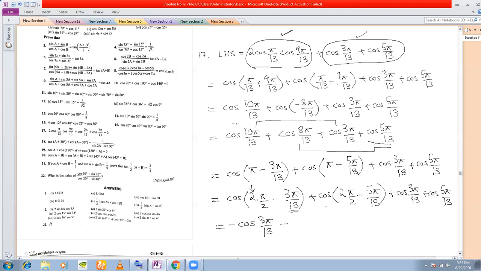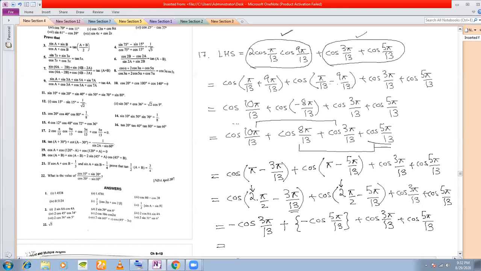Again here, you see the plus sign, and similarly this is a negative, right? Cos will remain cos because this is an even multiple. And because 2 into pi by 2 minus 5 pi by 13 means the angle is in the second quadrant, in which cos is negative, we get negative cos 5 pi by 13. And these two remain as they are, cos 3 pi by 13 plus cos 5 pi by 13.